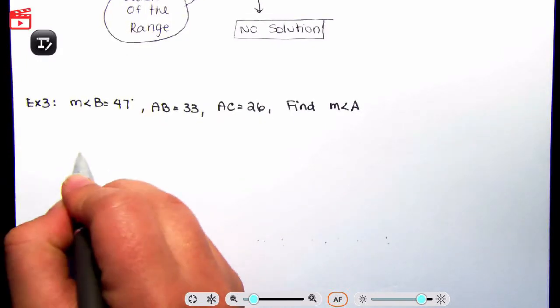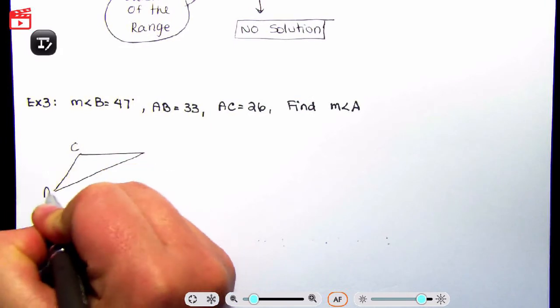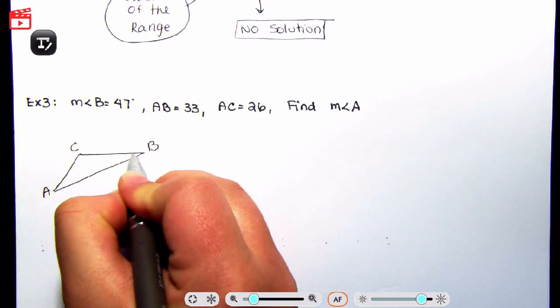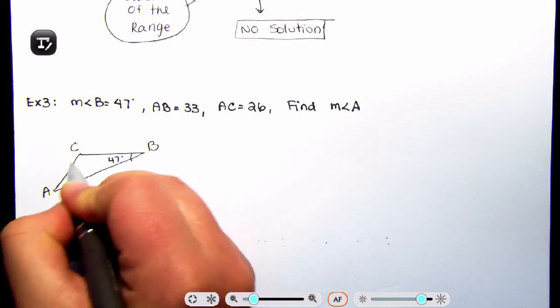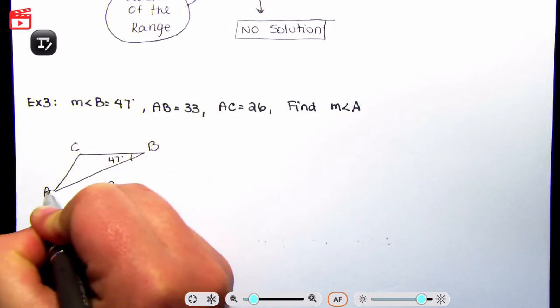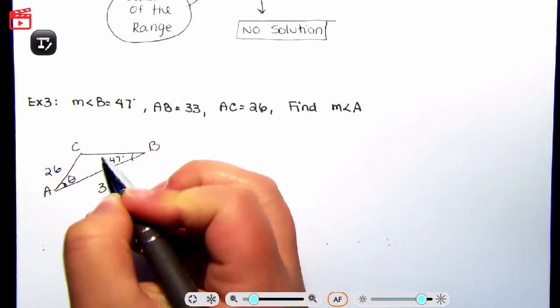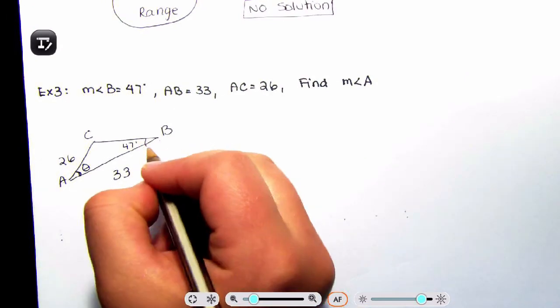Again, no picture, so we're going to draw a picture ourselves. So your C, A, B. Angle B is 47 degrees. AB is 33. AC is 26. We want to find the angle measure of angle A. In this case, I'm going to call it theta as well. Start out with what you have.